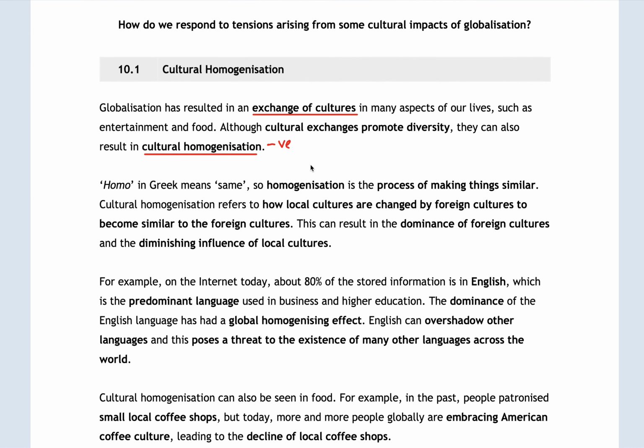mostly a negative situation. Now the prefix homo in Greek means same. So homogenization is the process of making things similar. Similar is the keyword here. So when we talk about homogenization in culture, it refers to how local cultures are being changed by foreign cultures to become similar to the foreign culture.